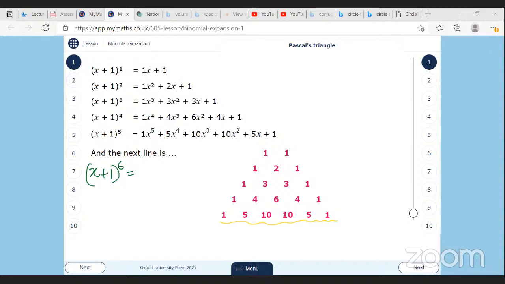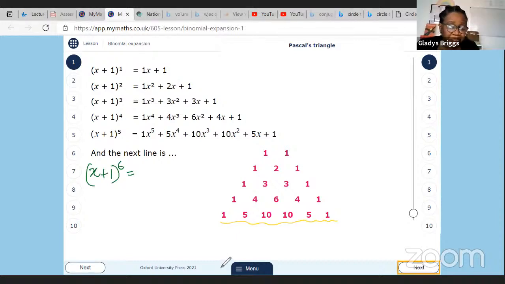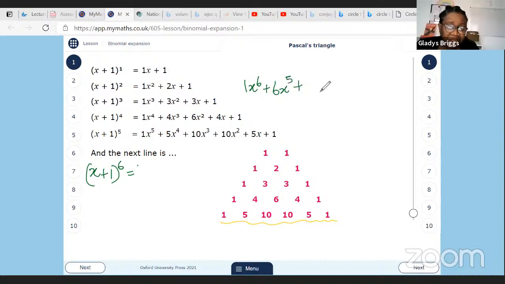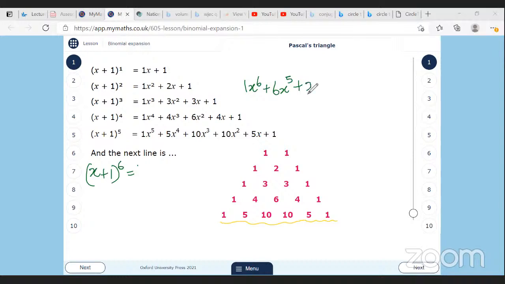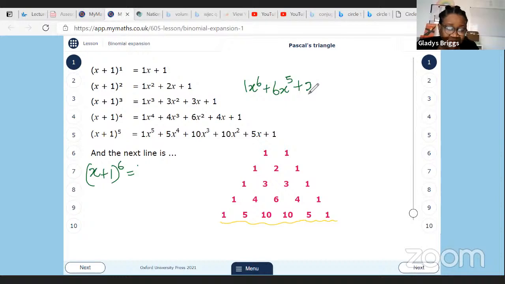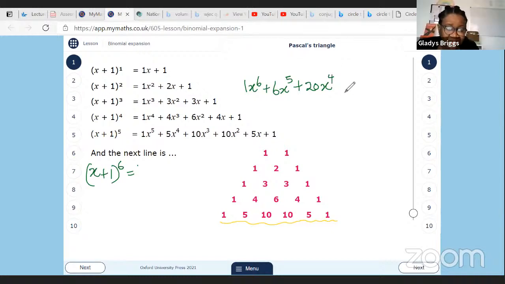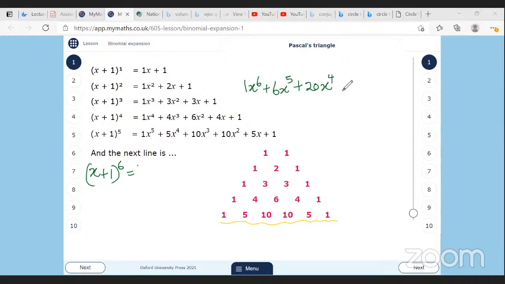Can I say it? Go ahead. It's going to be 1x to the power of 6, plus 6x to the power of 5, plus 20. No, 20. Yes, you're right. Go ahead, be confident. 20x to the power of 4, good. And plus 6x plus 1.